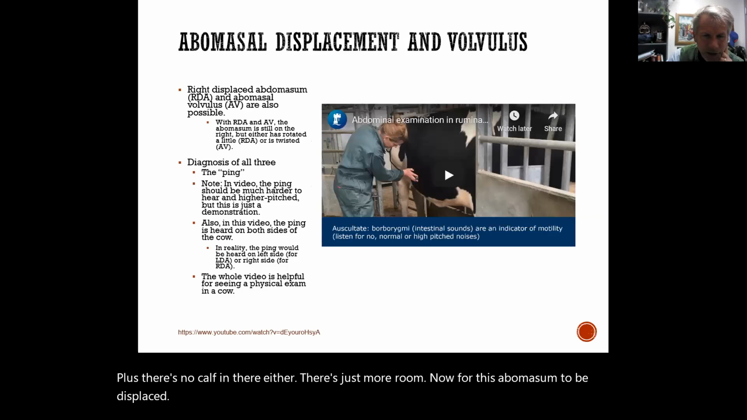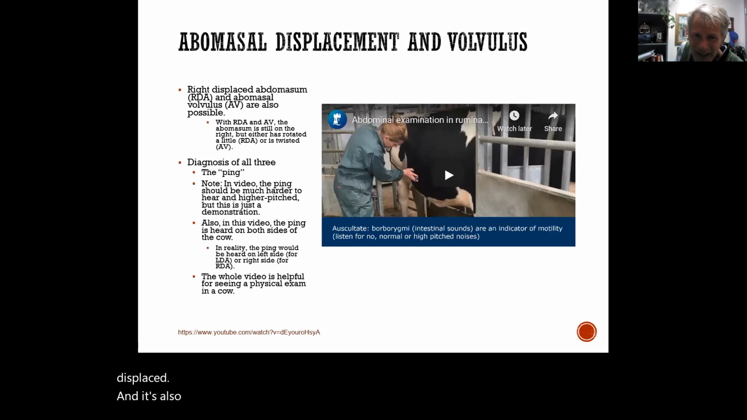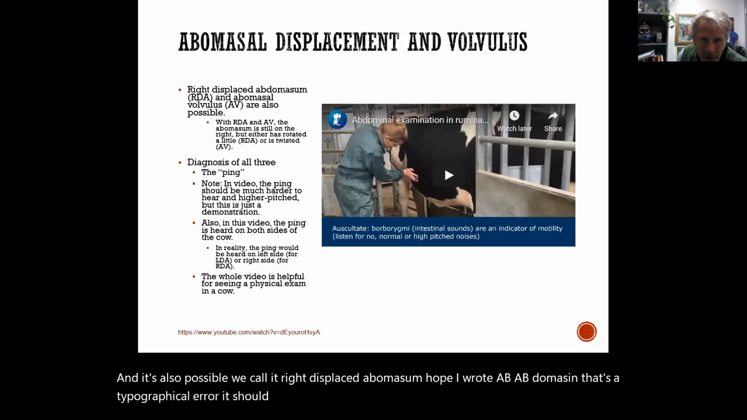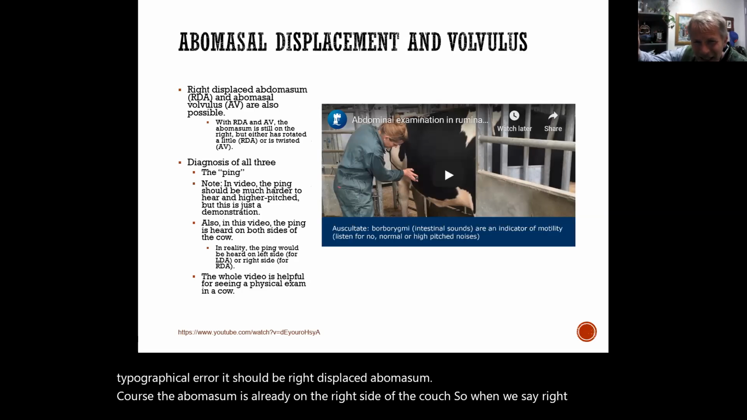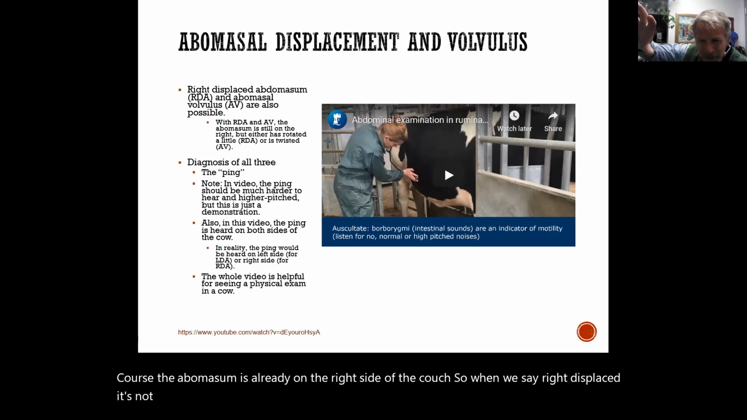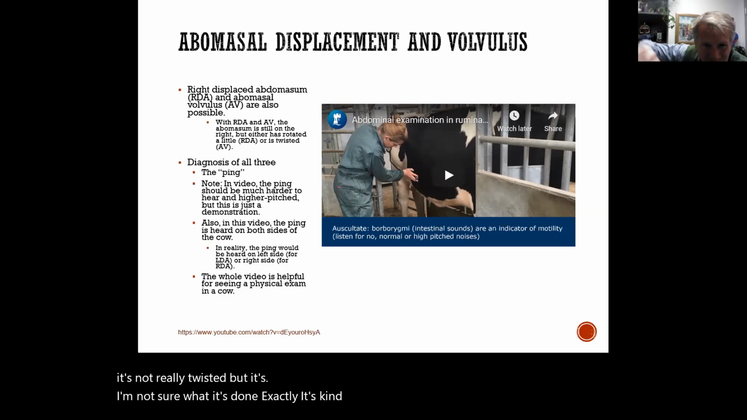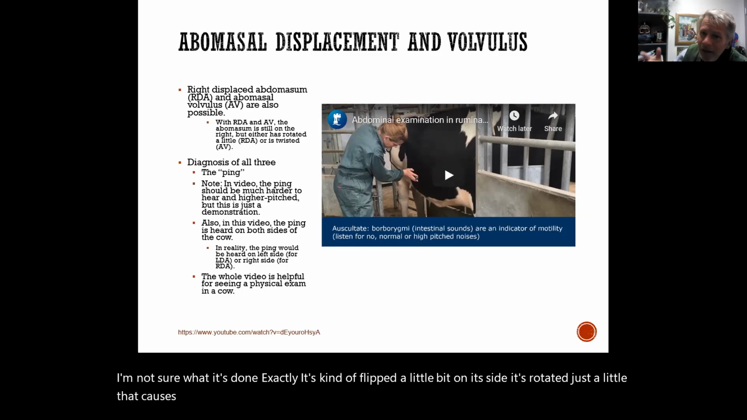And it's also possible, we call it right displaced abomasum. Oh, I wrote abdomasum. That's a typographical error. It should be right displaced abomasum. Of course, the abomasum is already on the right side of the cow. So when we say right displaced, it's not really twisted, but I'm not sure what it's done exactly. It's kind of flipped a little bit on its side. It's rotated just a little. That causes a right displaced abomasum.